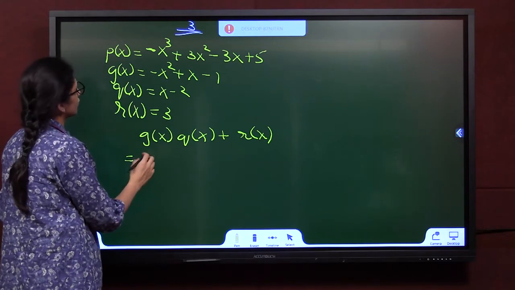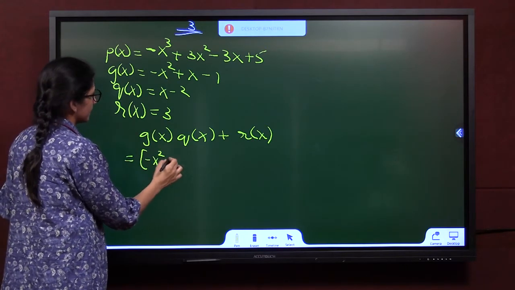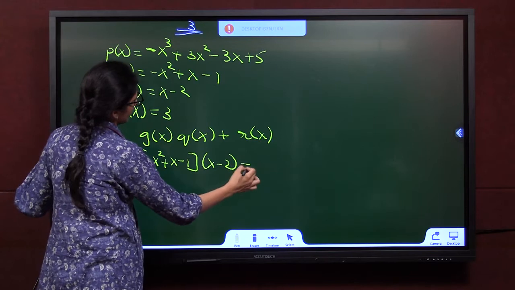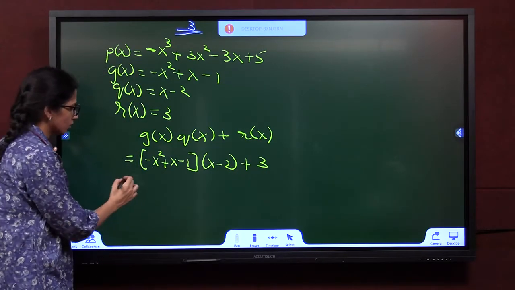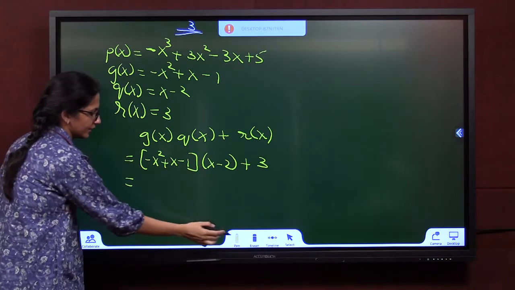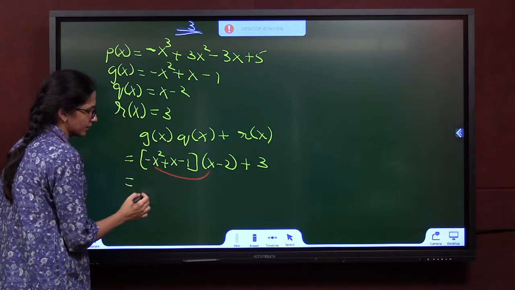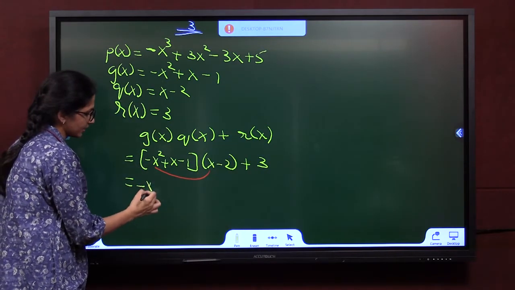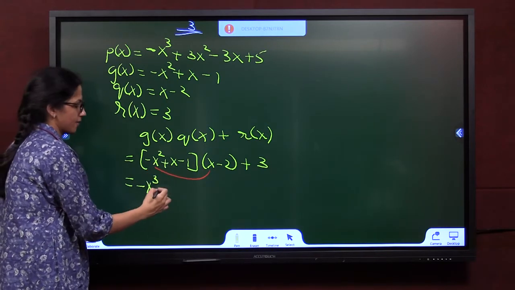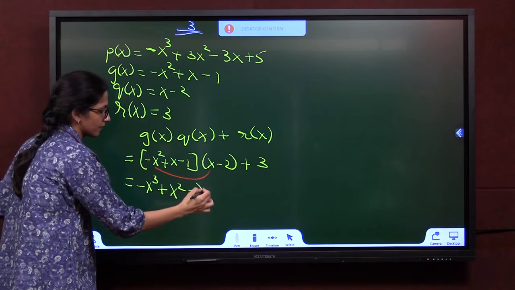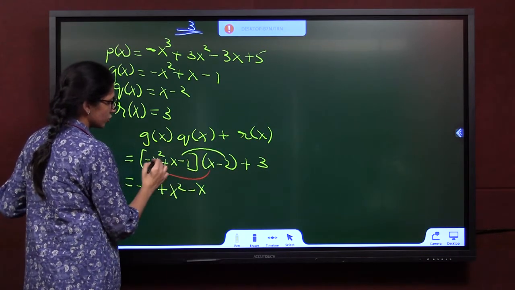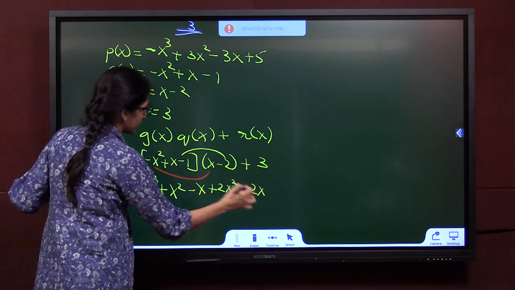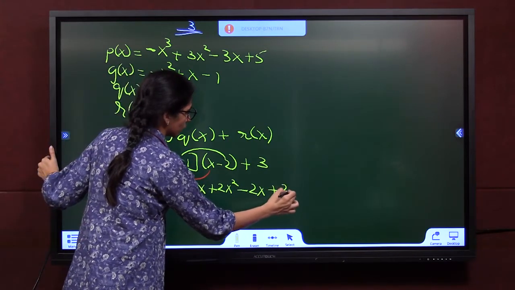So now equal to, what is g of x? Minus x square plus x minus 1. What is q of x? X minus 2. What is r of x? 3. So what happens now? First we'll take the x inside, and then we'll take the other one. X into minus x square, minus x cube. X into x, plus x square. X into minus 1, minus x. Minus 2 into x square, plus 2x square. Minus 2 into x, minus 2x. Minus 2 into minus 1, plus 2. Plus 3.